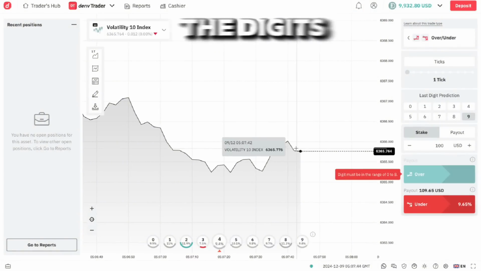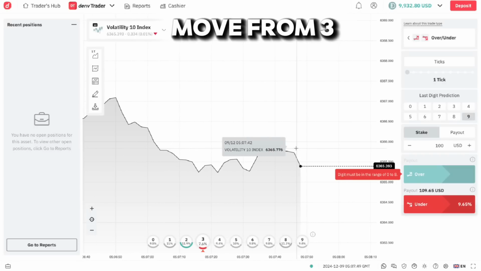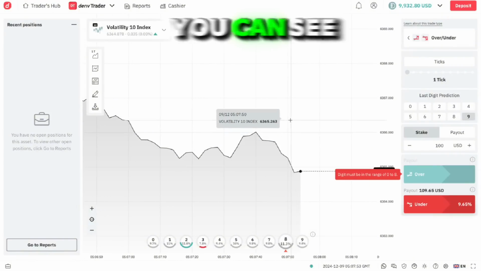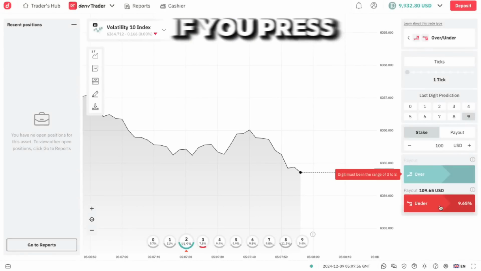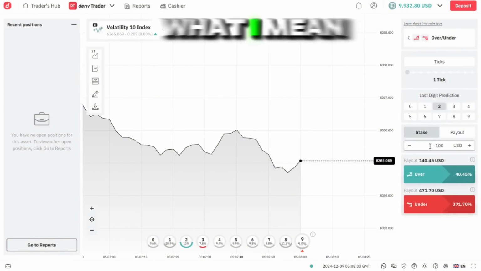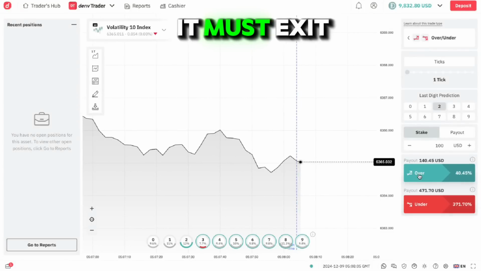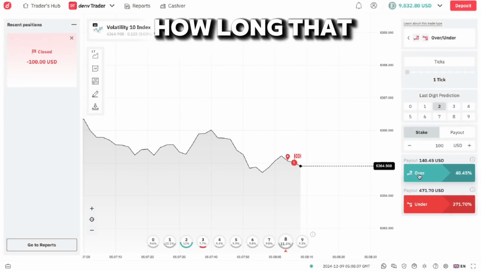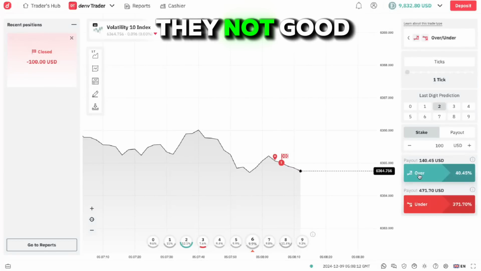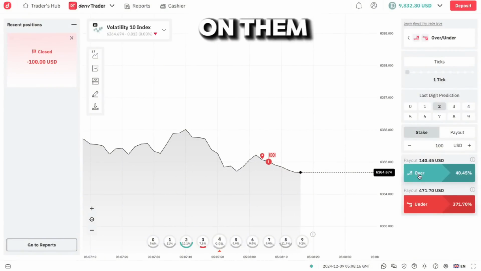Even the changing of the digits, you can clearly see it's taking a bit longer to move from 3 all the way to, let's see where else it goes. You can see the amount of time it takes. So for example, let's go back to our 2. If I say 2, what I mean is if you press over 2, it must exit outside 2. You can see how long that takes. These markets are good for matches and differs. They're not good for the over under. I don't prefer trading over under on them.